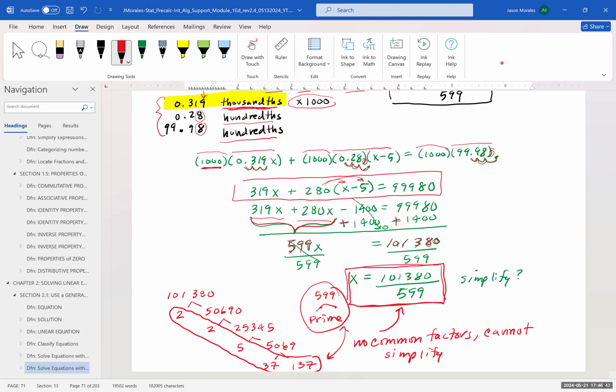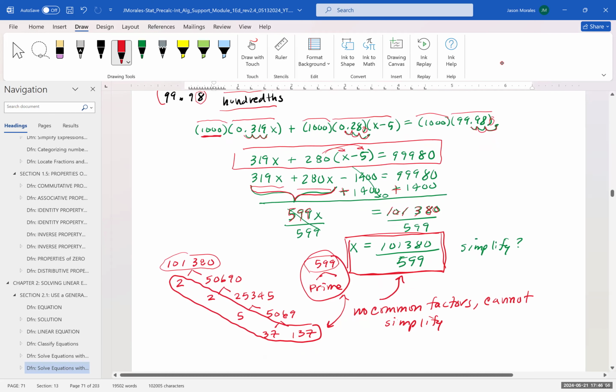But we want to check and see if this can be simplified. So I did 2 factor trees, one with the numerator, which is 101,380, and the other with the denominator. I was able to make a factor tree with the numerator, but I couldn't make a factor tree out of 599 because 599 is a prime number. So that can't be broken down to a product of primes. 599 itself is a prime number, albeit a large one, but it's prime.